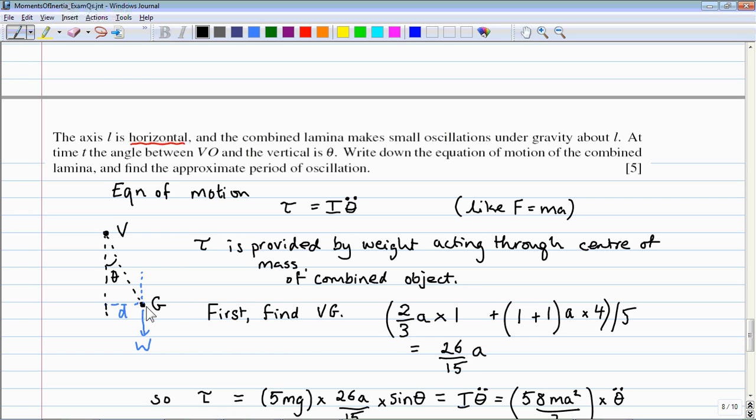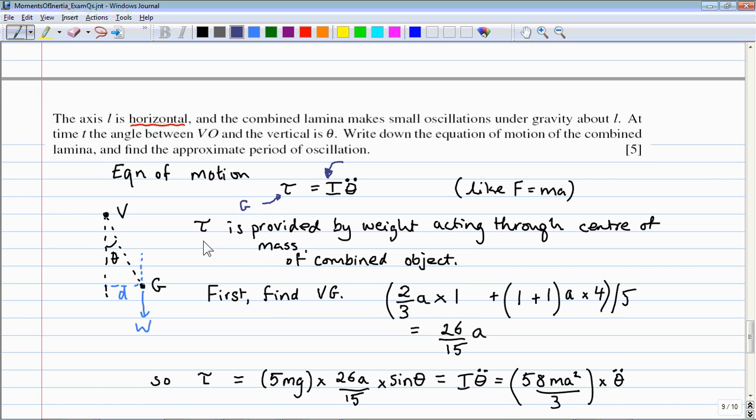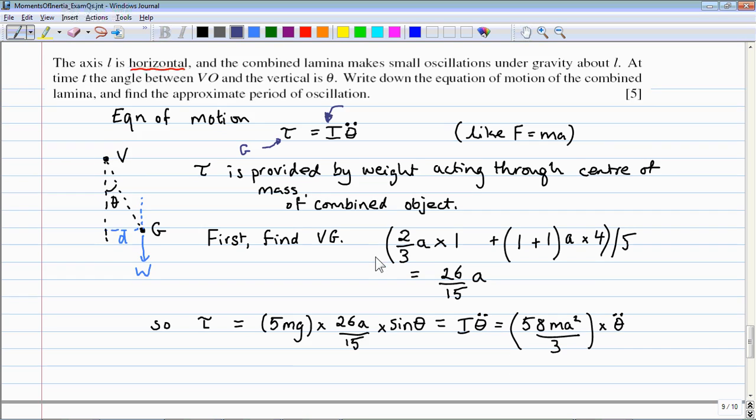So we can use the moment of inertia here in this equation of motion. We can use I to represent the distribution of the mass around the centre of rotation. And meanwhile, to work out the torque, the actual moment if you prefer, we can use the centre of mass. So I've tried to make a note of this here. The torque is provided by the weight acting through the centre of mass of the combined object.